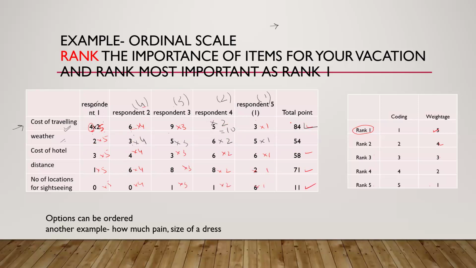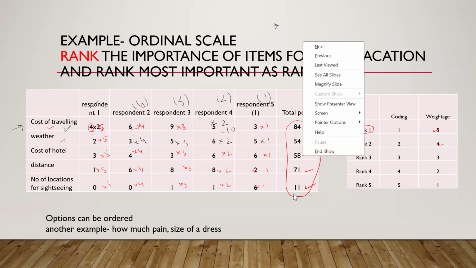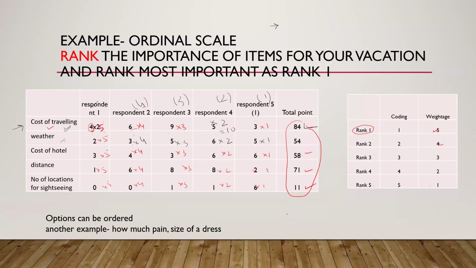So whatever the point is higher, here the highest is what? 84. So people have ranked cost of traveling as the highest factor for choosing your destination, followed by distance, followed by cost of hotel, weather, and then the least is number of locations for sightseeing. This is how you do it. Options can be ordered, how much pain, size of a dress, product, or whatever you're choosing. On the basis of that, these questions should be answered in such a way, right?